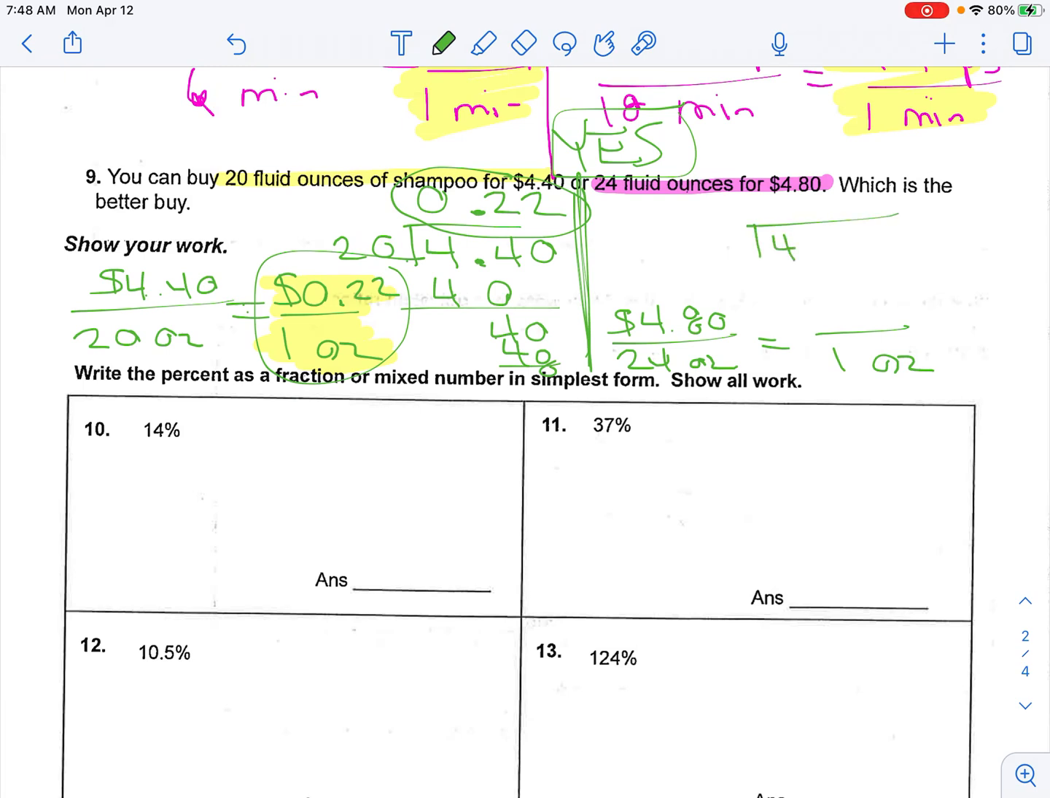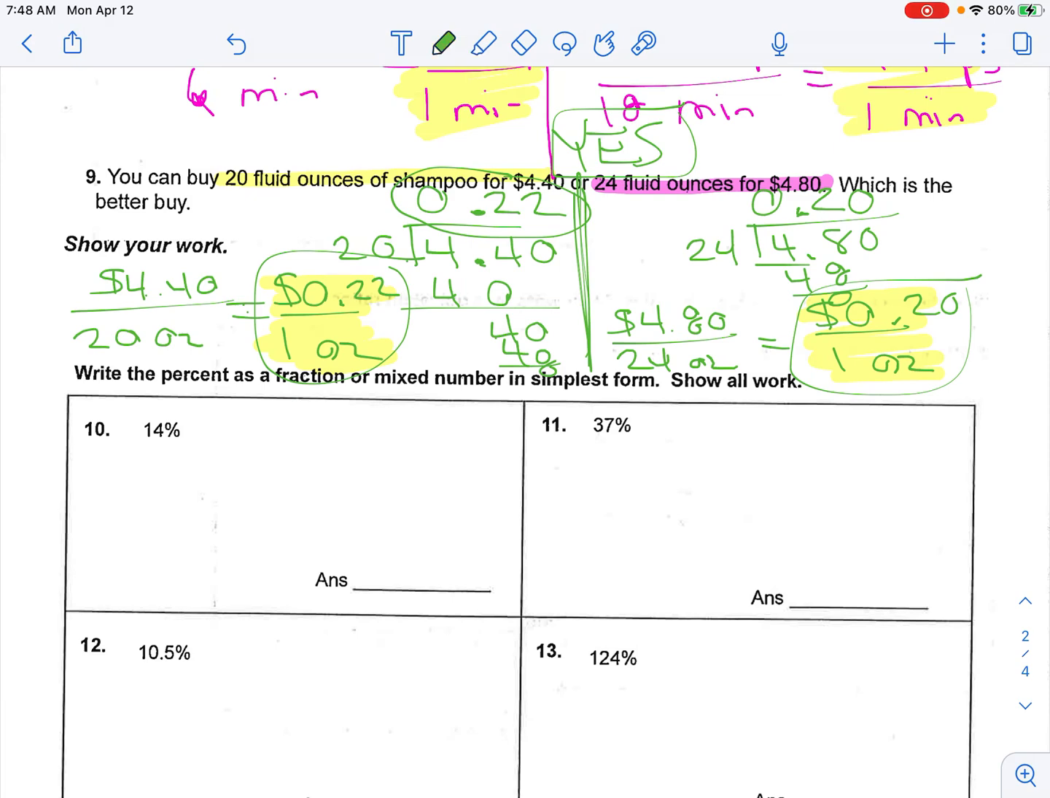Numerator divided by denominator, $4.80 for 24 ounces. Decimal goes straight up. 24 cannot go into 4. 24 times 2 is 48. And we're going to need a 0 placeholder. Oh, so this one is 20 cents per ounce. So brand A, I'm paying 22 cents for 1 ounce of shampoo. Brand B, I'm paying 20 cents per ounce.